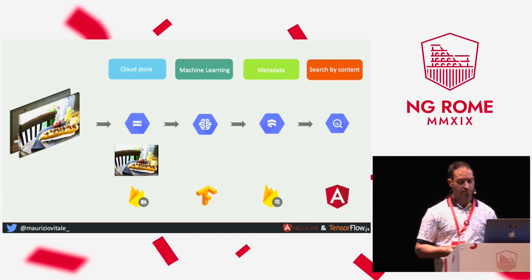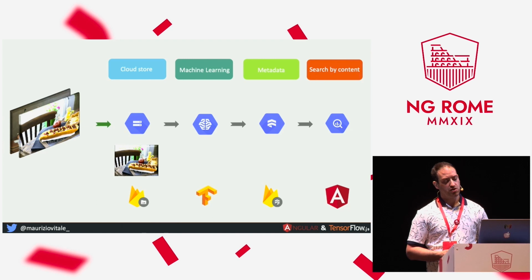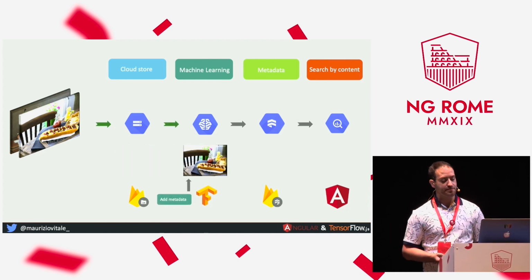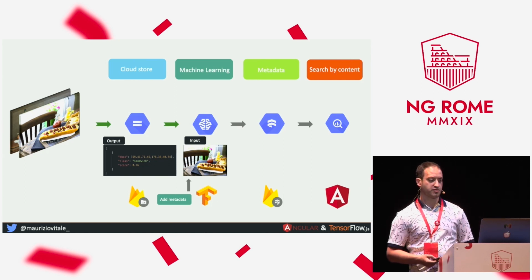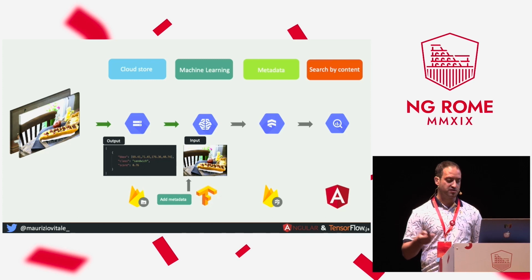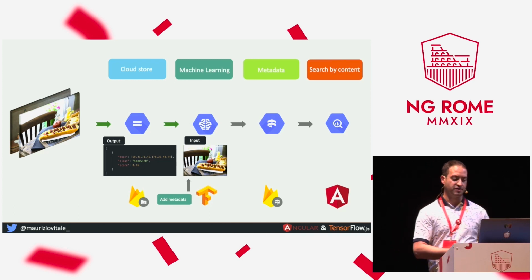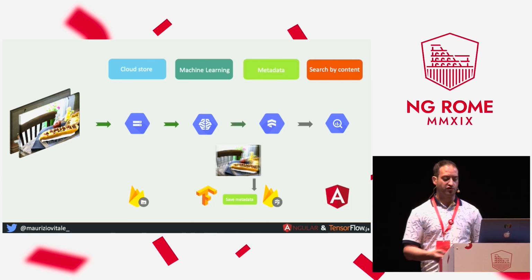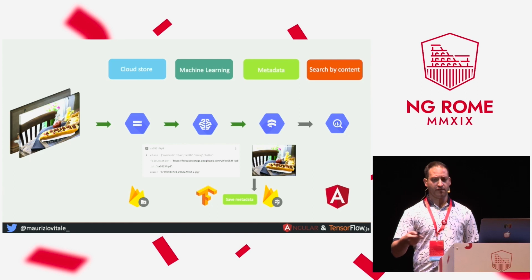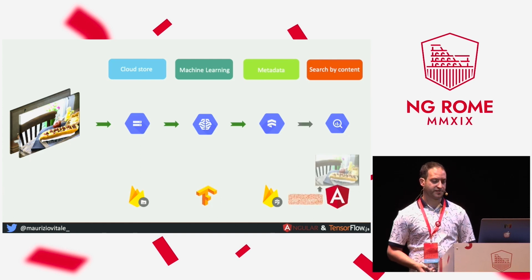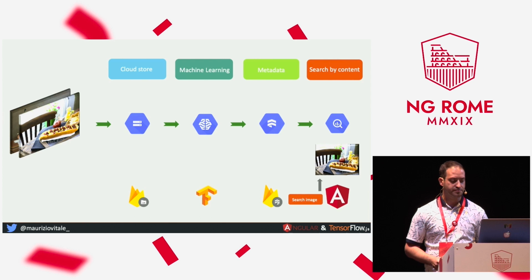As next step, we pass this image to the Tensorflow.js model. And you can imagine that a model is like a function. It needs an input, and it will return an output. In this case, the input is the image, and the output is the metadata. Once we have the metadata, we can store this information inside the database. And with that kind of information, it will be easy to filter the image by content.